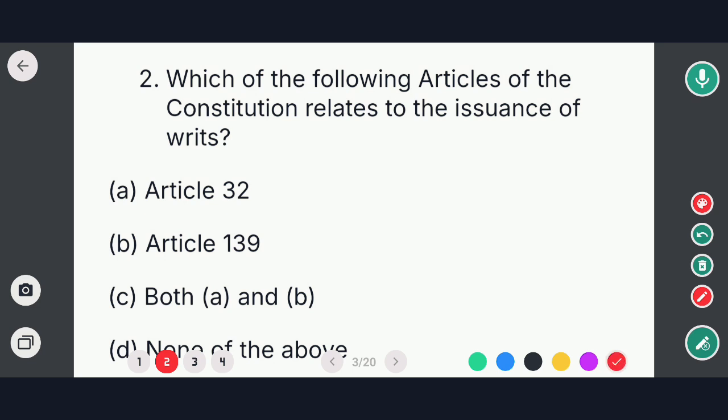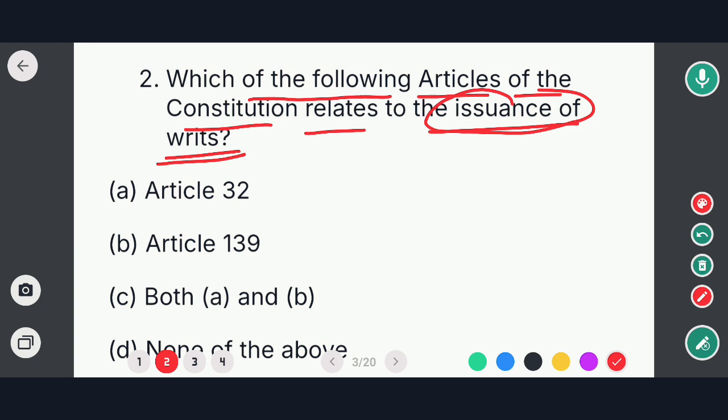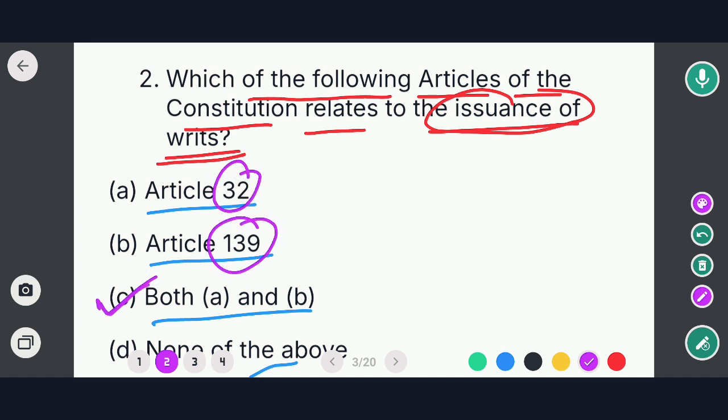Next question: which of the following articles of the Constitution relates to the issuance of writs? Options are Article 32, Article 139, both A and B, and none of the above. The correct option would be option C, that means Article 32 and Article 139 both. Under Article 32 we can directly file the writ petition to the Supreme Court.